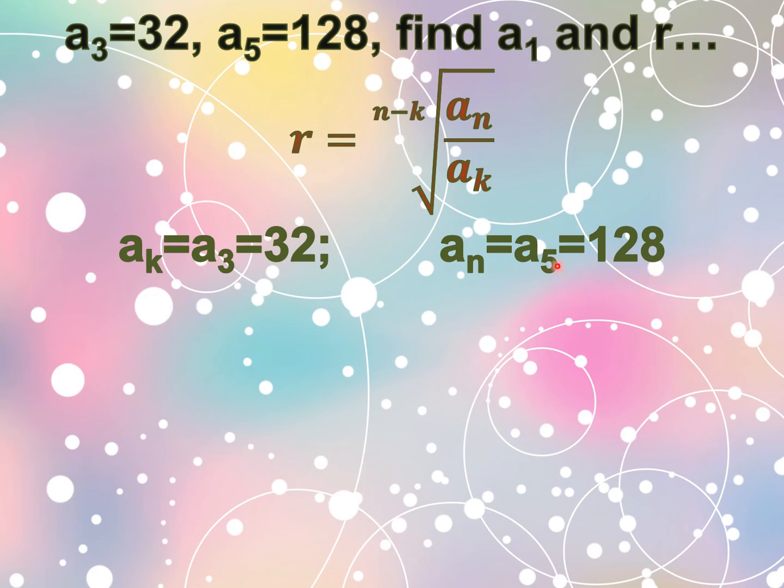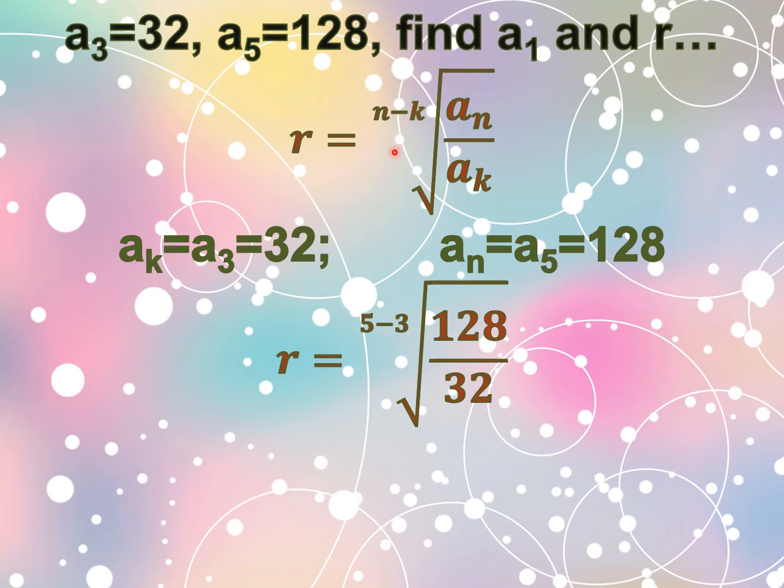So, we just substitute into the formula. Its index becomes 5 minus 3. And then a sub n over a sub k, that is 128 over 32. So, again, we need to make it into exponential form. The 128, we will make it base 2. Same with 32, make it base 2. To get that, just divide continuously by 2.